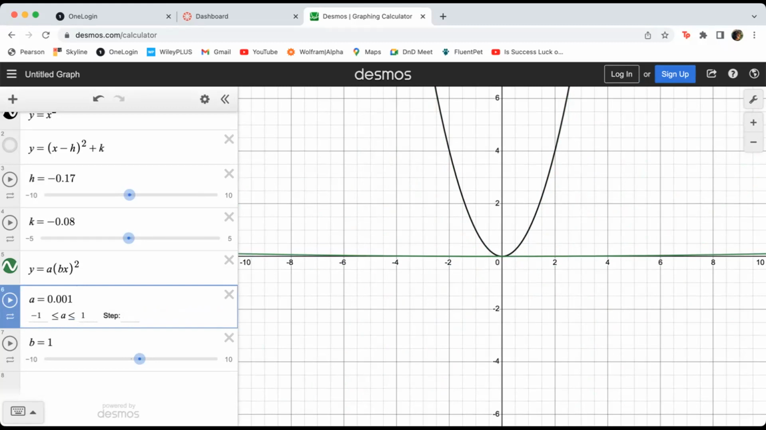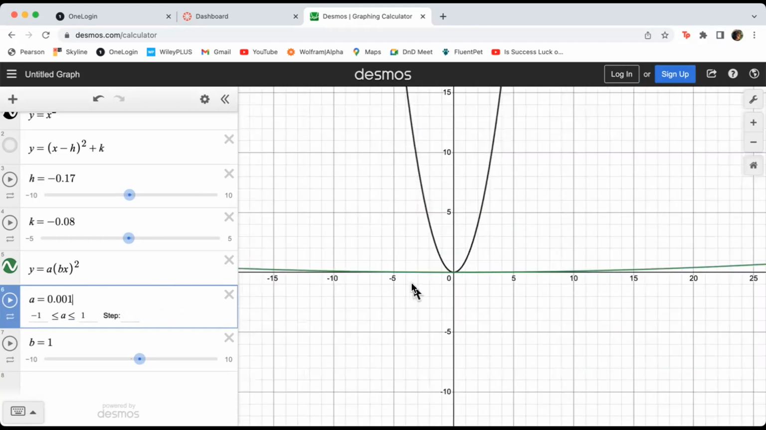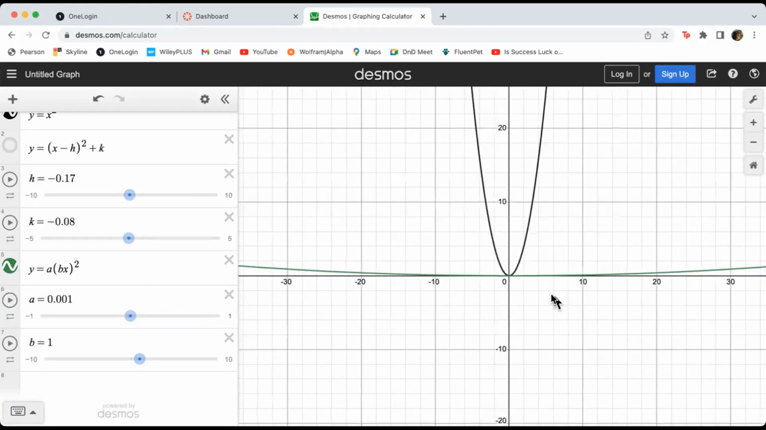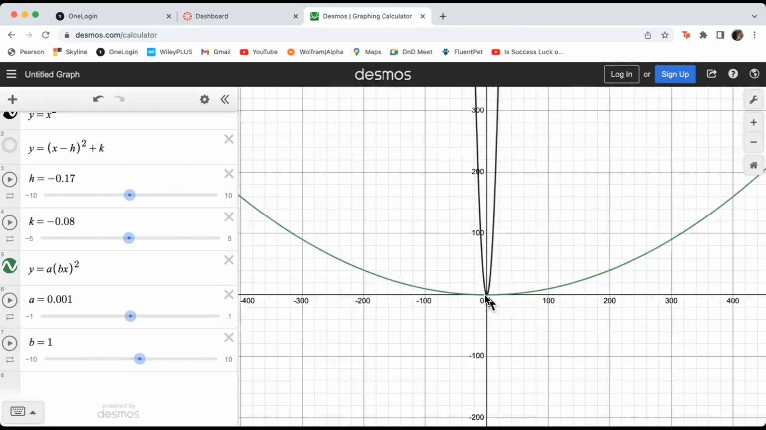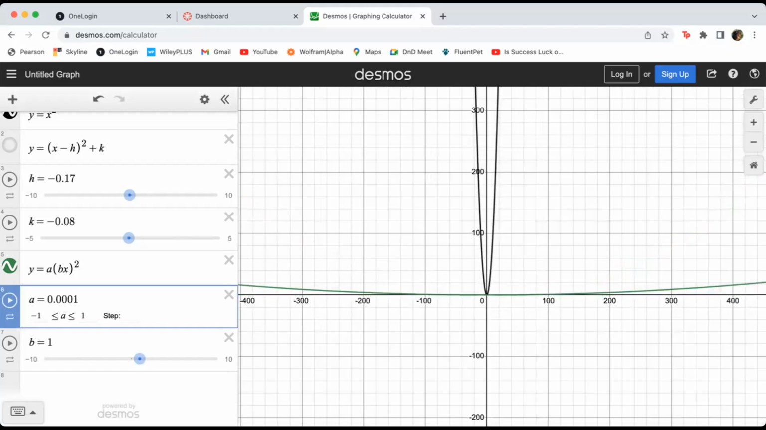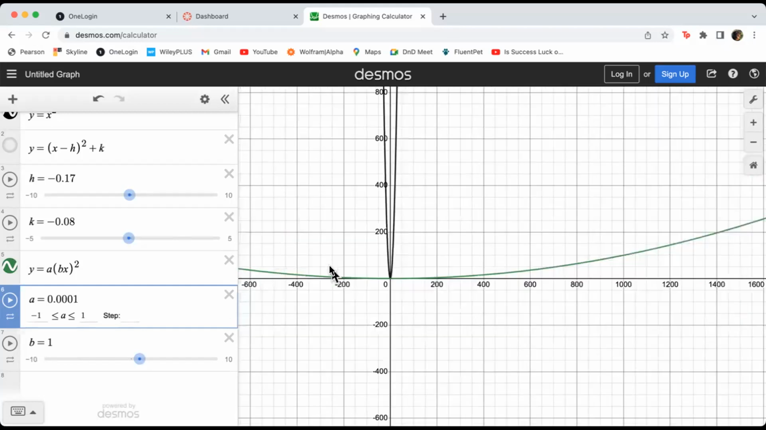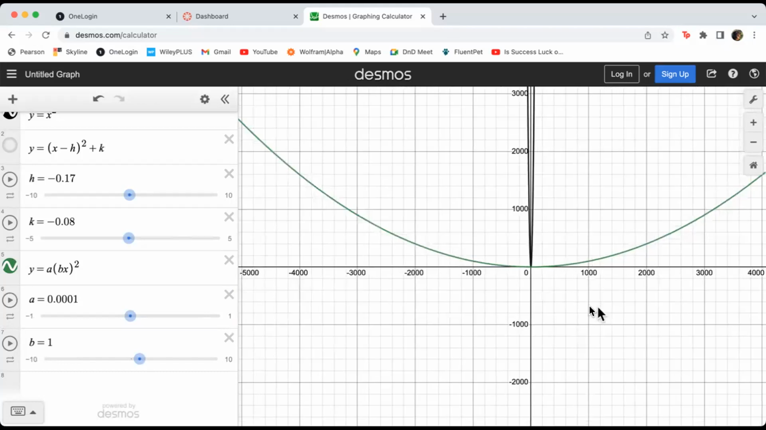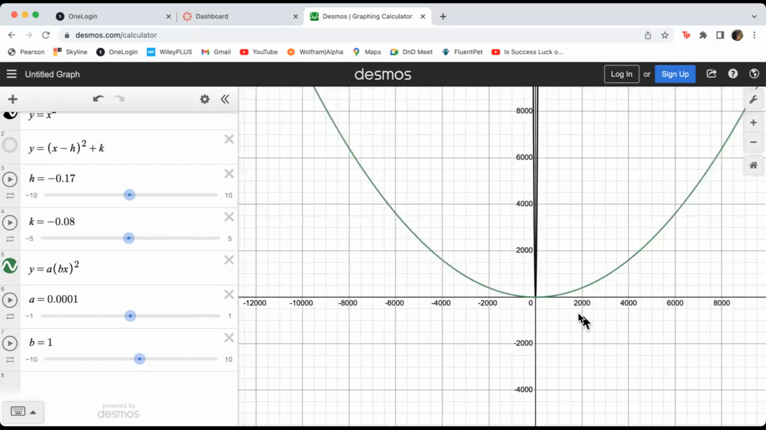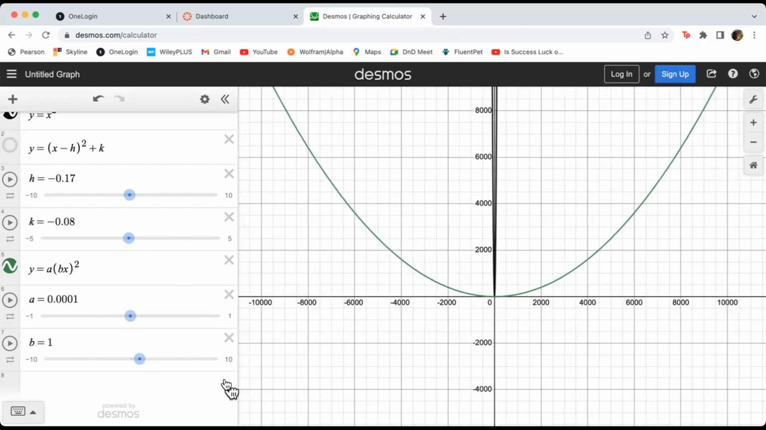But if we zoom out, we can still see that we're getting this parabola. It's just very flat because A is so small. And if I pull A even smaller, it just gets flatter and flatter. We're way zoomed out now and our original parabola is almost collapsed. But we're still getting that parabola shape.